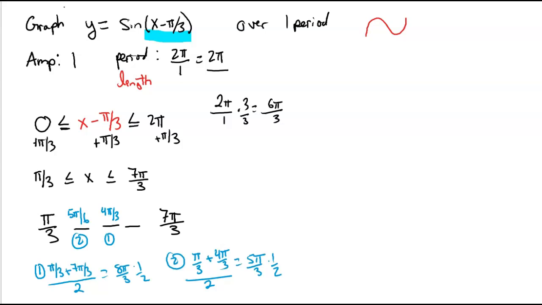Now, I am all about finding patterns, right? So let's use a different color. How about this one? Okay, so I'm going to change everything to the denominator of 6. So pi over 3 would be the same thing as 2 pi over 6. 5 pi over 6, don't have to change. 4 pi over 6 would be the same thing as 8 pi over 6. And then 7 pi over 3 is the same thing as 14 pi over 6.